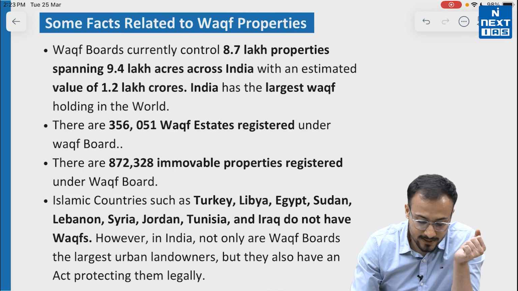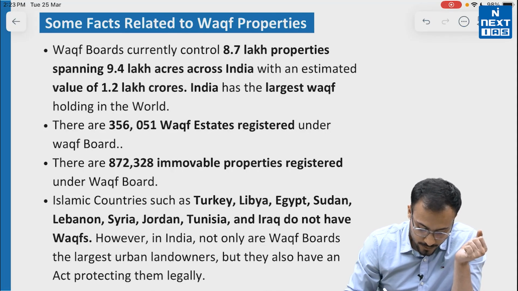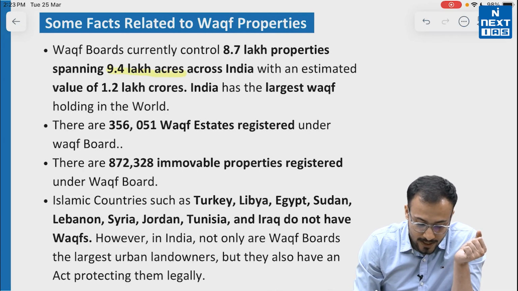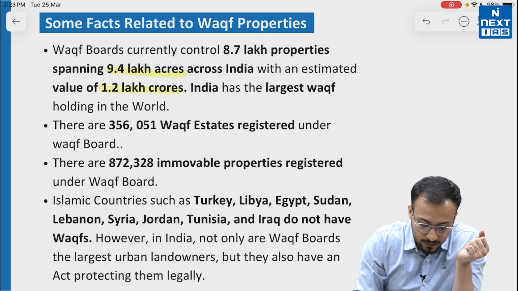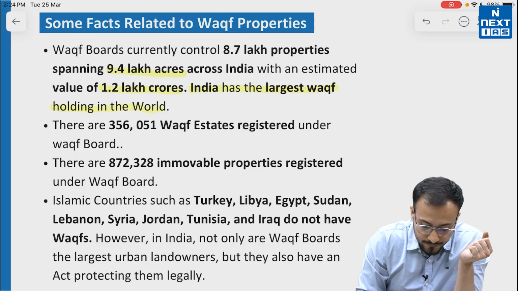Then some facts related to Waqf property. The Waqf board currently controls 8.7 lakh properties spanning 9.4 lakh acres across India, with an estimated value of 1.2 lakh crores. India has the largest Waqf holding in the world. So this is an important fact.